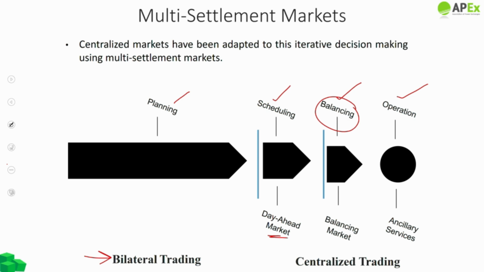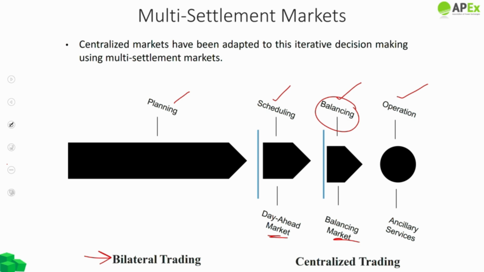Also, there is always a time called the gate closure before which the bids and offers must be submitted. Adjustments will be needed as the time of delivery approaches, for which the balancing market is employed, where deviations from the day ahead schedule are settled.